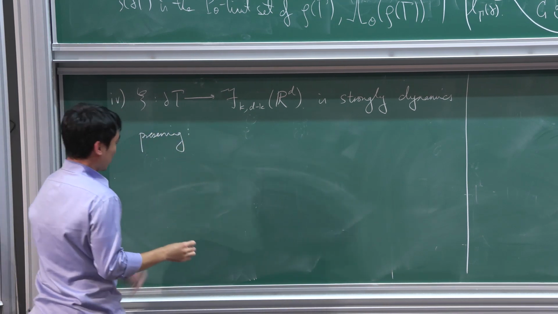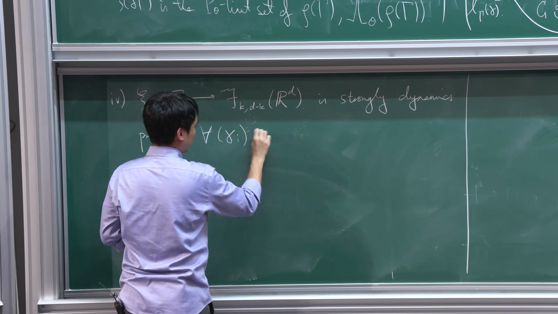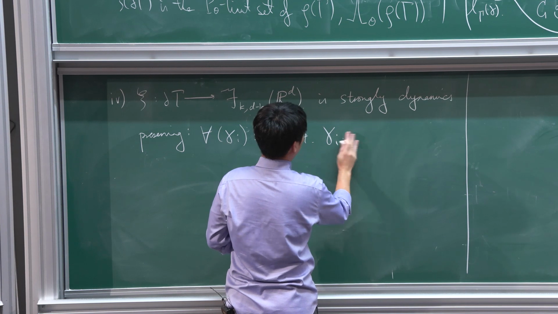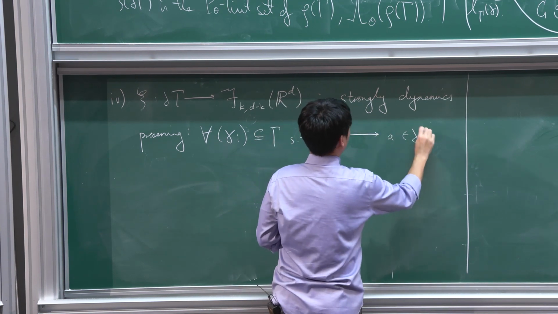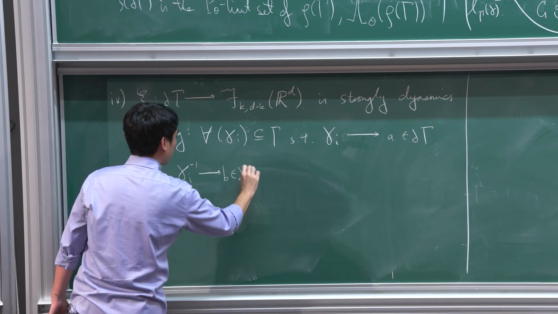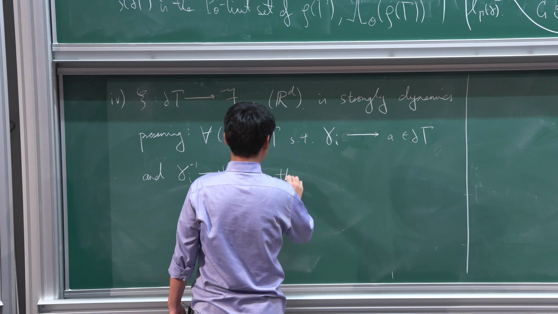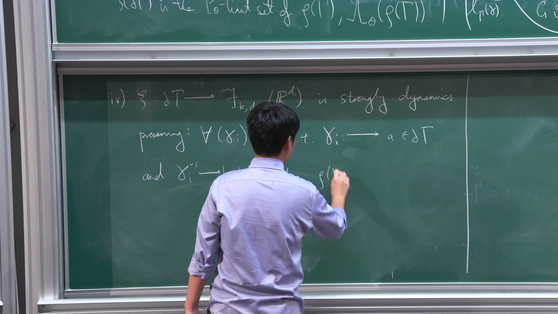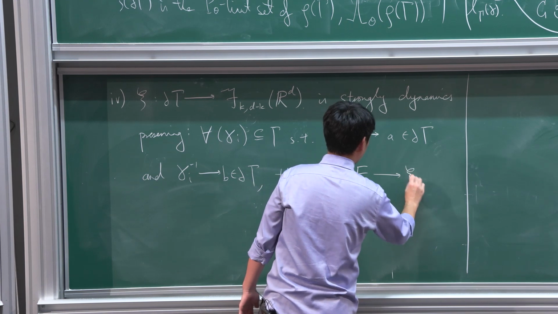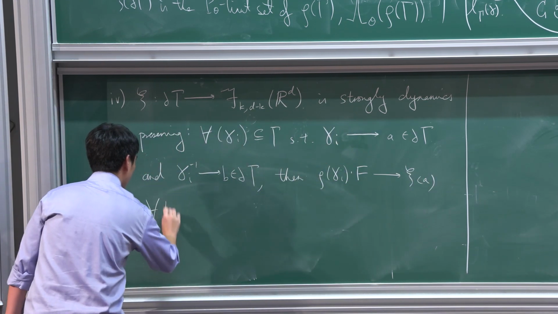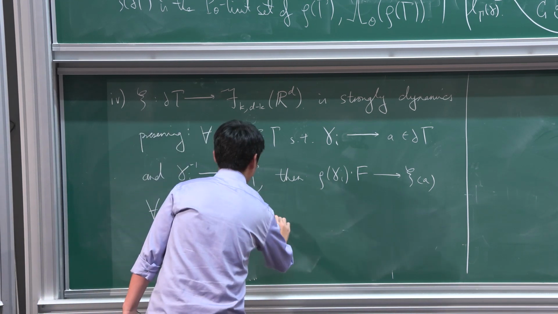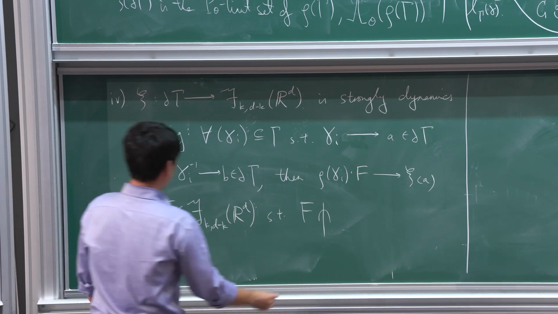And what does this mean? This means that if you have a sequence gamma_i inside of Gamma, such that gamma_i converges to A in the boundary of Gamma, and gamma_i inverse converges to B in the boundary of Gamma, then rho(gamma_i) applied to F converges to C(A) for any F in the flag manifold Fk, d minus k, R^d, such that F is transverse to C(B).